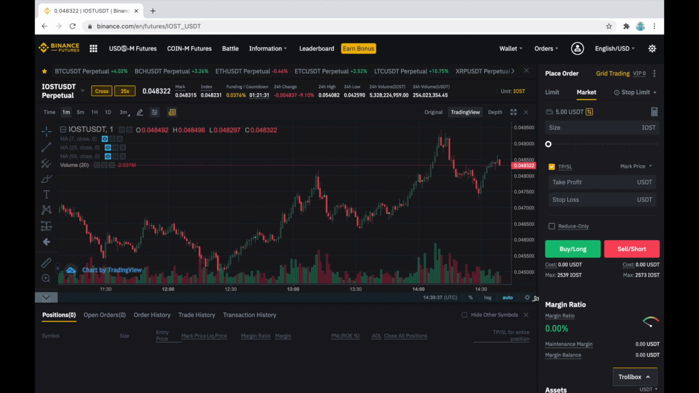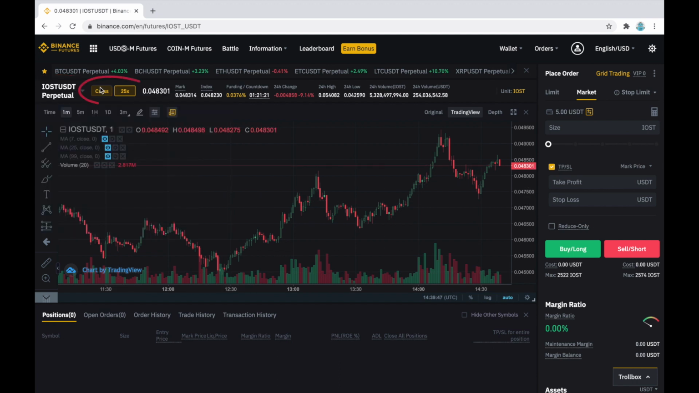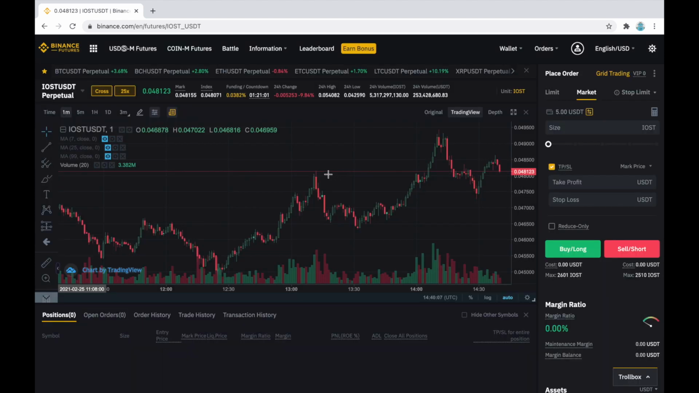You choose a USDT margined contract pair in the top left corner, as I've shown a moment ago when choosing IOST USDT pair. The next two buttons will allow you to select your margin mode and your leverage. Cross-margin mode simply means that your margin balance will be shared among all of your positions. With the isolated margin mode you can specify the margin wallet size separated by positions. Leave the cross-margin mode if you are just getting started and planning to start with just one grid strategy.